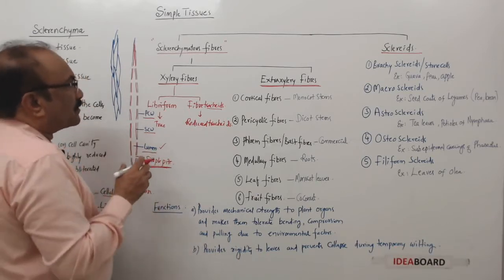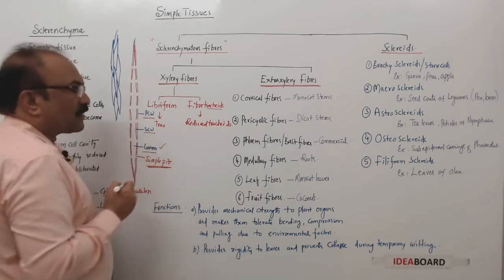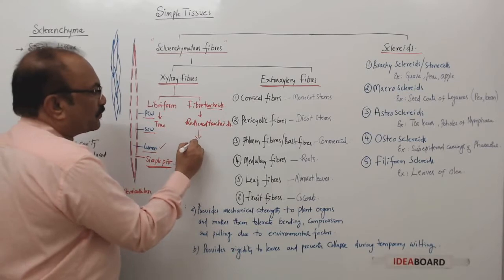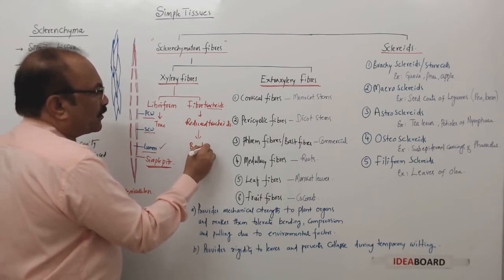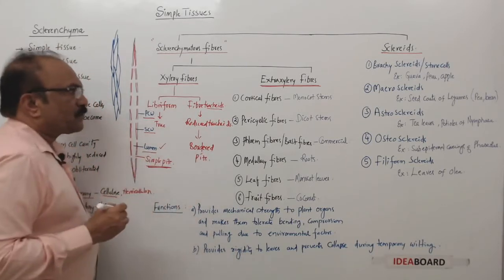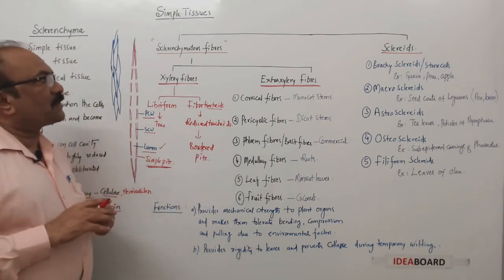So the sclerenchymatous cells will have what pits? Simple pits. But the tracheids will have bordered pits. These are with bordered pits. These are with simple pits. So that is xylary fibers.